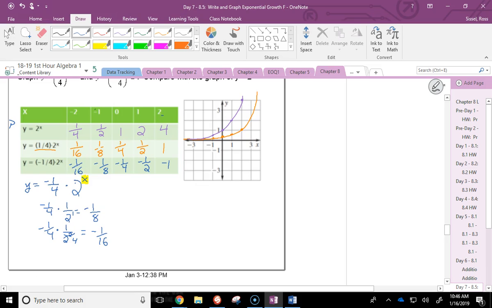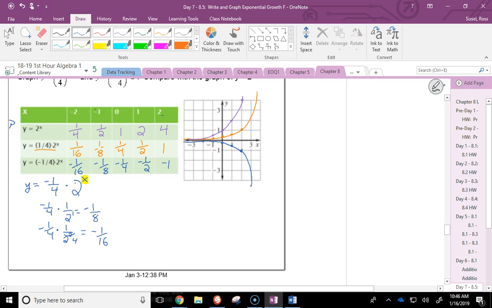When we graph this, at 0, it's a -1/4. At 1, it's a -1/2. On 2, it's a -1. At -1, we're at -1/8. And at -2, -1/16. Okay, so there's our graph.